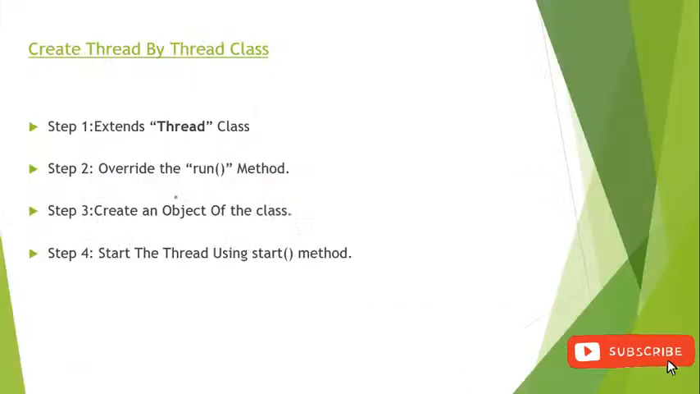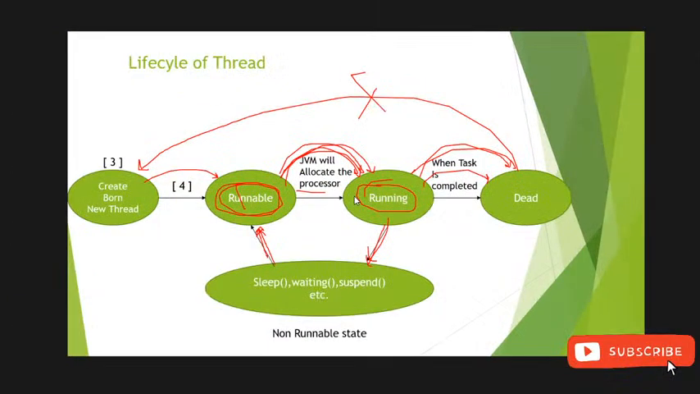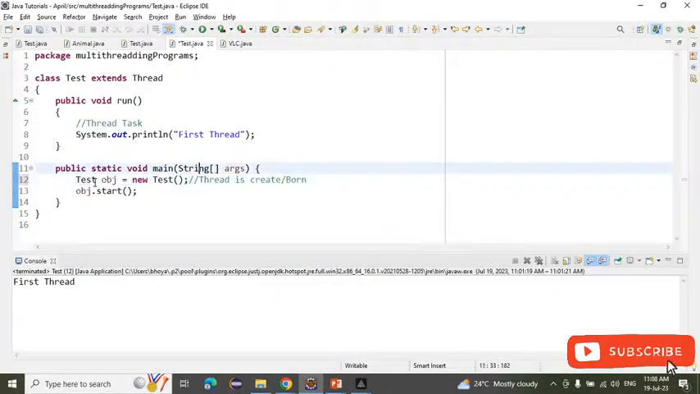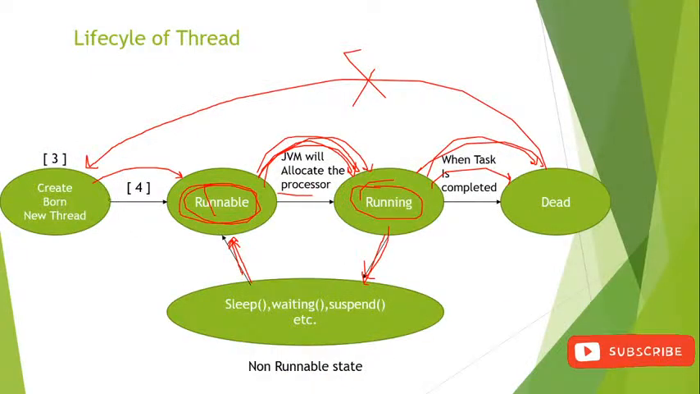After that, our thread will come from the born state to the runnable state. Inside the third step, our thread is created, and after the fourth step, if you perform the start method on the thread, our thread will come from the born state to the runnable state. Inside the runnable state, our thread will be ready for the execution.